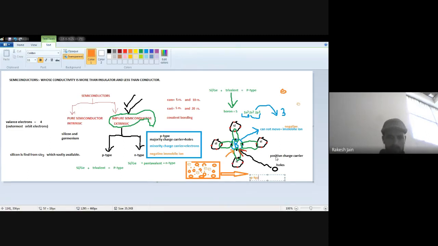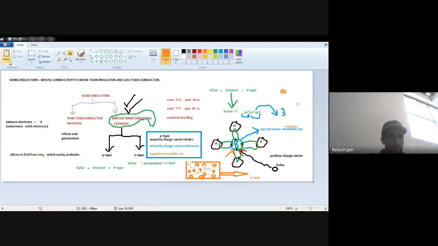Similar to this, the n-type semiconductor will be made by doping with a pentavalent impurity, that is phosphorus. In the next class, I will teach you how the n-type semiconductor is made. Thank you for watching the video, and I hope you understand.